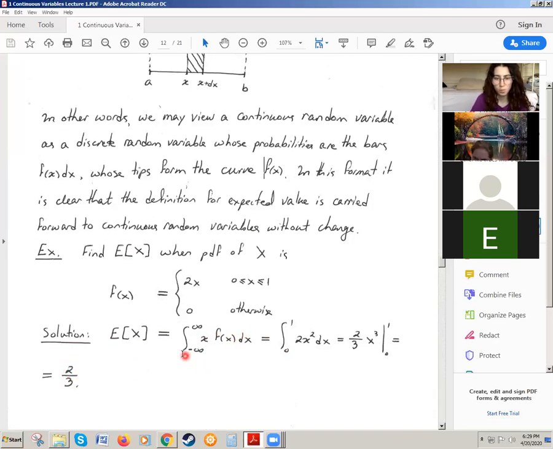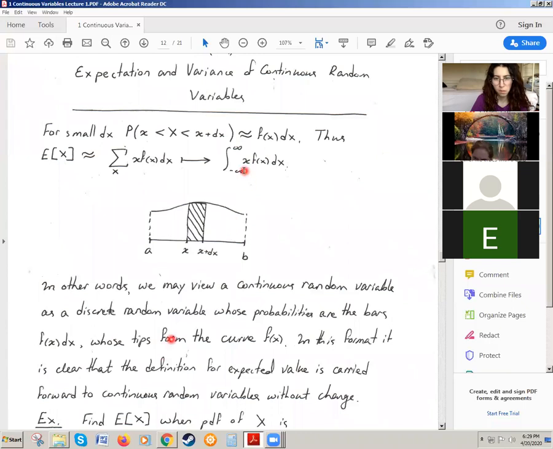Do you understand why expected value is defined to be the integral from -infinity to infinity of x times f of x dx? That is what I would like you to understand and think about. Why is that a correct definition?